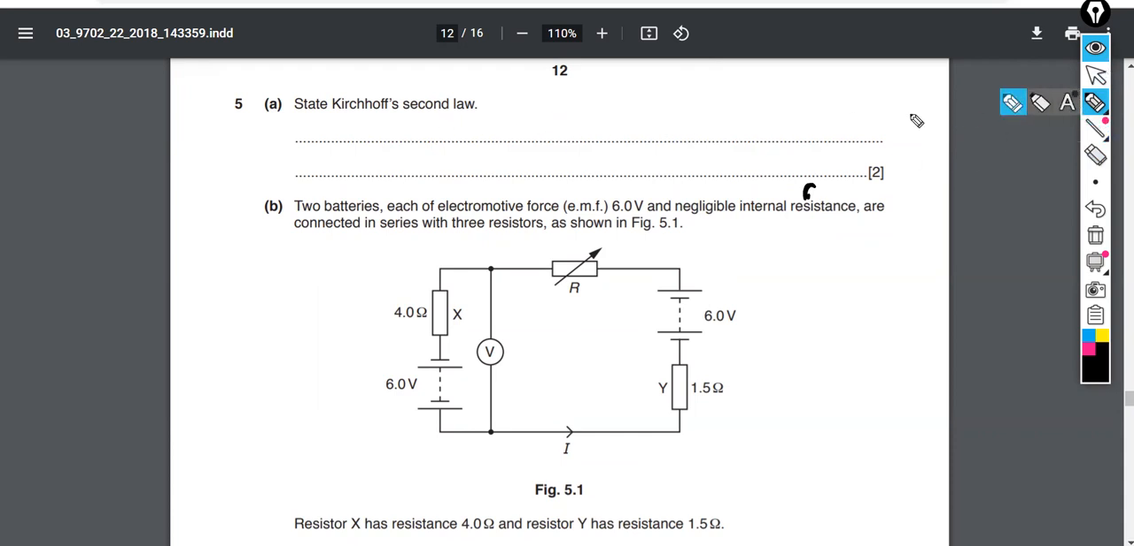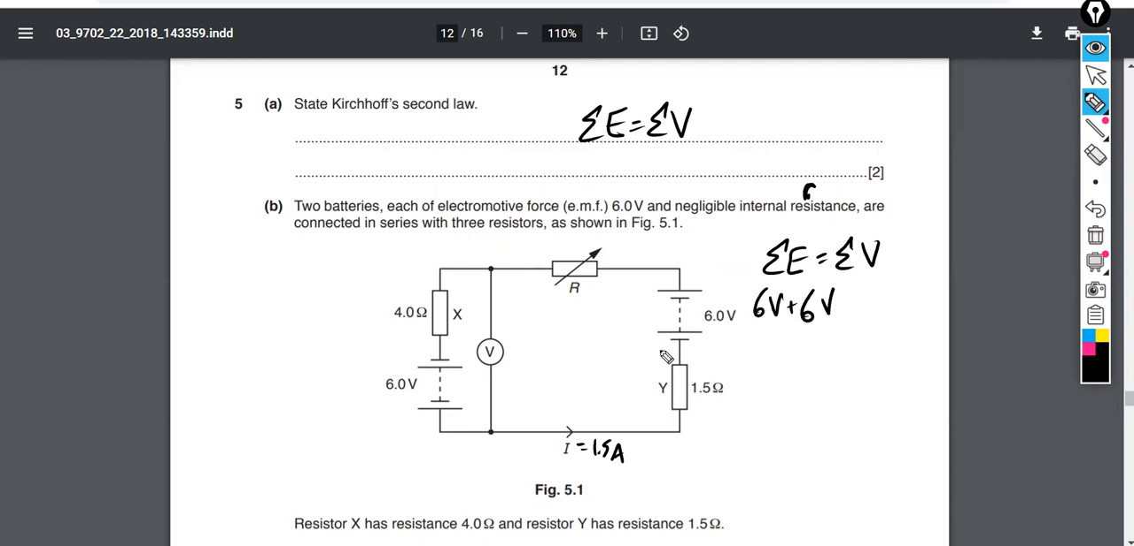So let's now use Kirchhoff's second law, which, remember, the sum of the EMFs equals the sum of the potential differences. And let's apply that to the entire circuit, like this outside loop here. So it's like one series circuit. We know that the current is 1.5 amps, and that's the same everywhere in this series circuit. The sum of the EMFs, you should realize, is 6 plus 6.